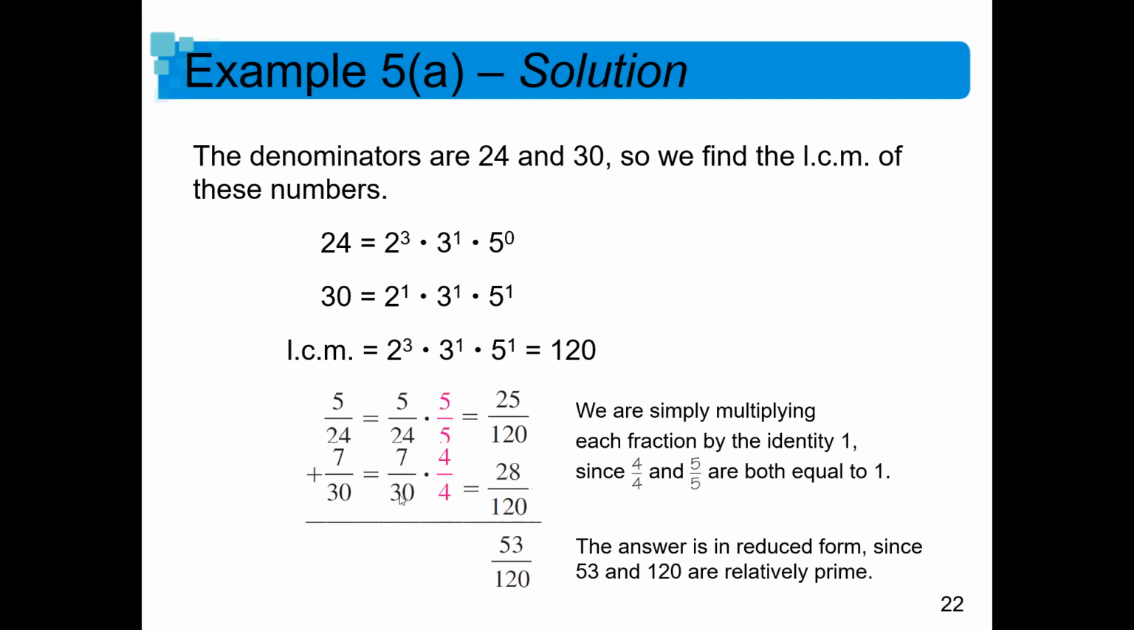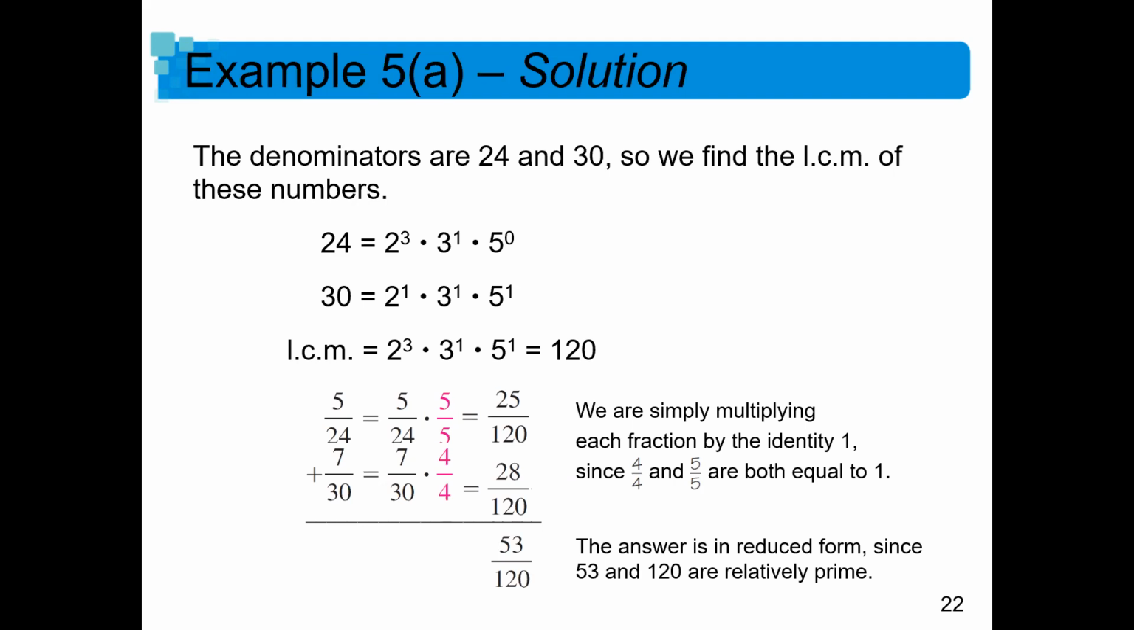Since our least common denominator is 120, how did we go from 24 to 120? We multiplied 24 by 5, right? So since we had to multiply 24 by 5 to get 120, we also have to multiply the numerator by 5. So that helps keep our original fraction the same. So 5 over 24 becomes 25 over 120.